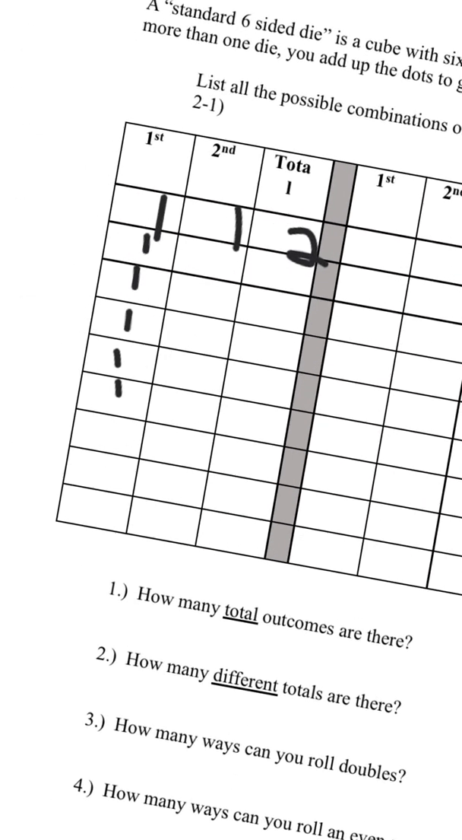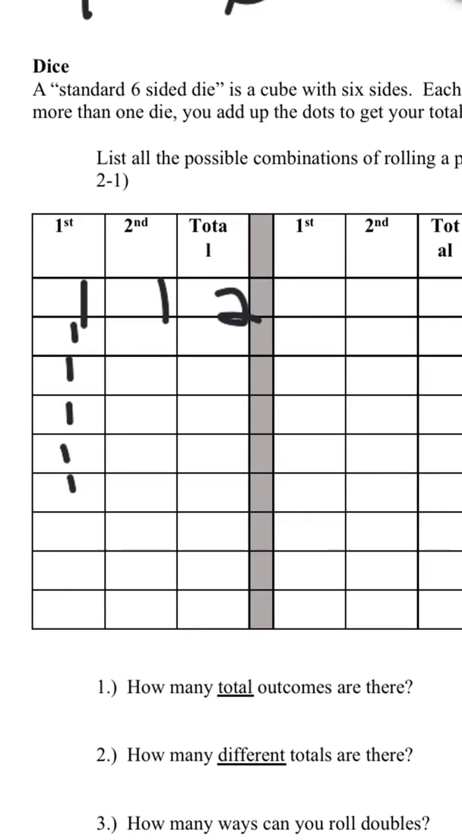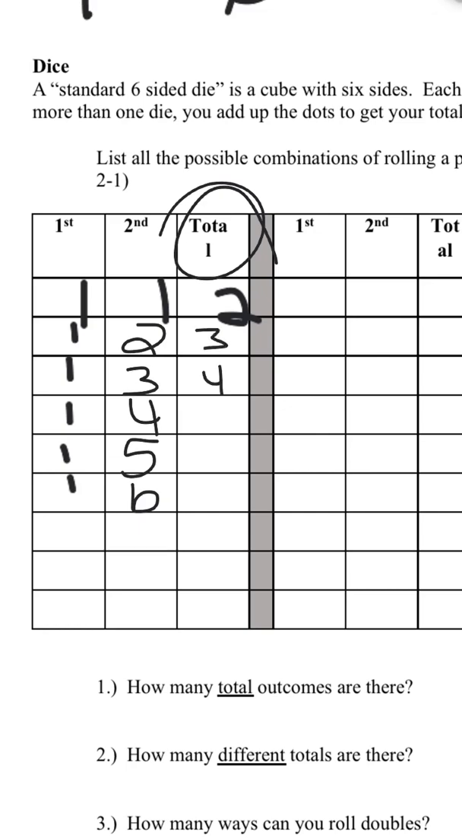Let's zoom in here a little bit to make this easier to see. So then the next one would be a 2, a 3, a 4, a 5, and a 6. The total is what they add up to. So 1 plus 2 is 3, 1 plus 3 is 4, 1 plus 4 is 5, 6, 7. You're going to do this for all.